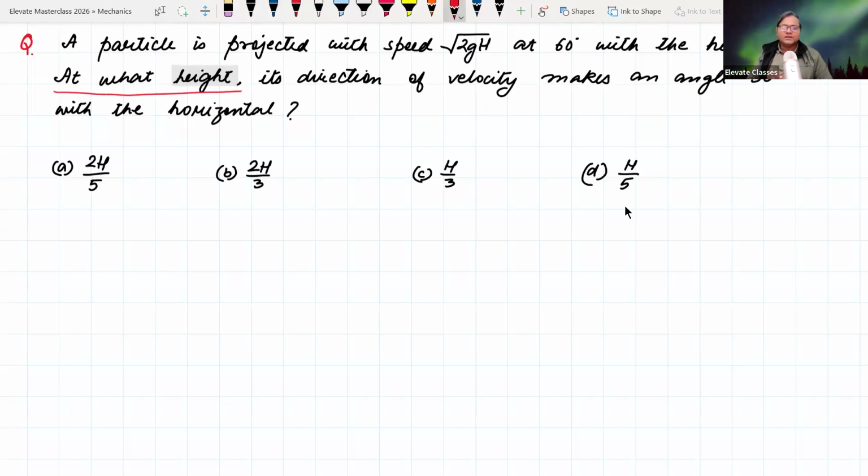You can use the same method as last time. The only difference is पिछले सवाल में पूछा था after how much time, इस सवाल में पूछा at what height the velocity vector makes 30 degrees with the horizontal. Take 3 minutes.